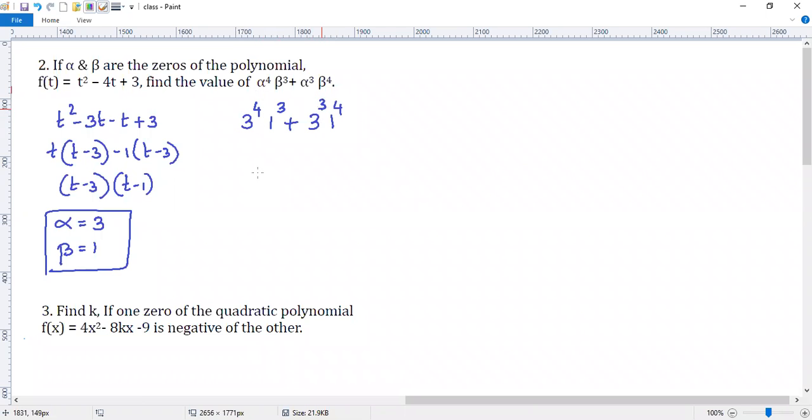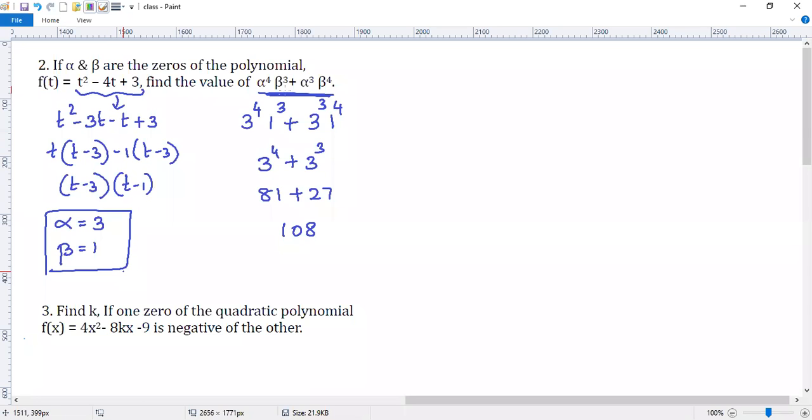What is 3 power 4? 3 power 4 will be 3 squared into 3 squared, which is 9 into 9, which is 81, plus this is 27. So when you add it, you will get 108. Correct? So this is your answer. So the value of this one is this. Since you could split the middle term here, you have got this answer.